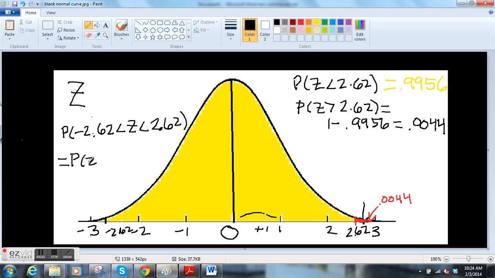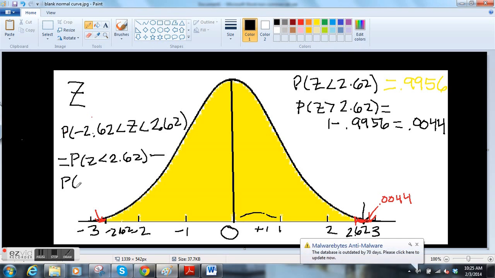So we take the probability that z is less than 2.62, that's this whole yellow area, right? And subtract, we want to cut off, because I want the area in between, we want to cut off this little tail. So this little tail right there, we don't want to include that part because we just want the in-between area. So we subtract the probability that z is less than minus 2.62.